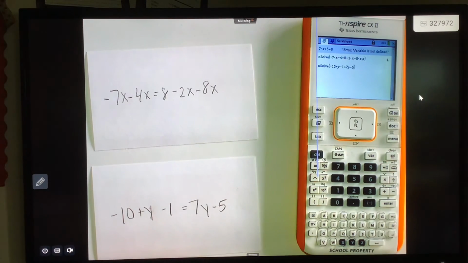And then at the end, again, you will say comma y to show that you are trying to tell the calculator, find y for me. When you press enter, it gives us negative 1, and that is the same exact answer we got just a minute ago when doing it by hand.